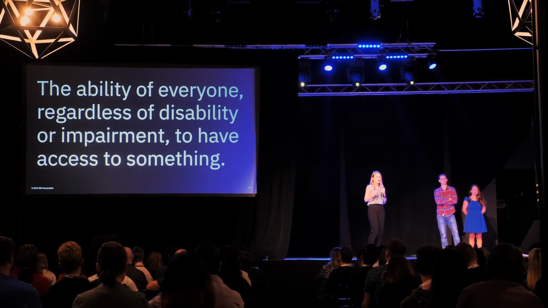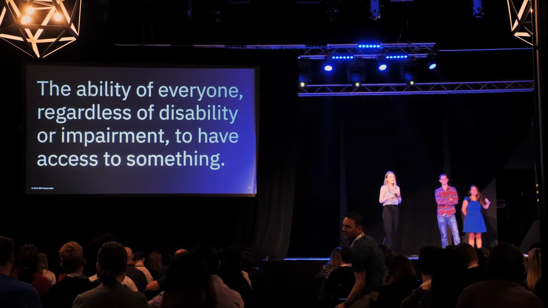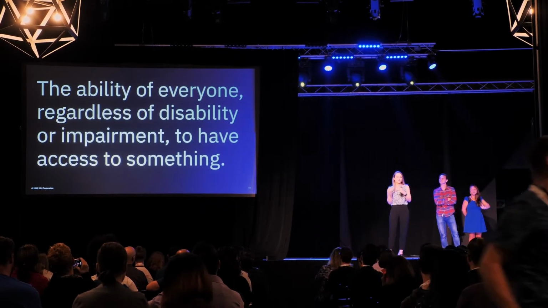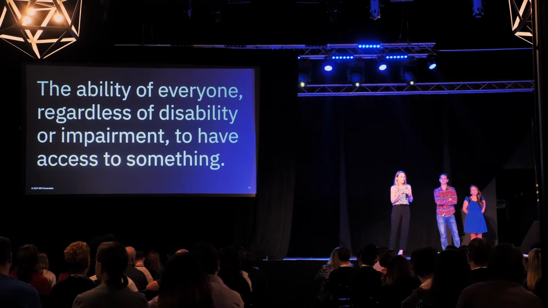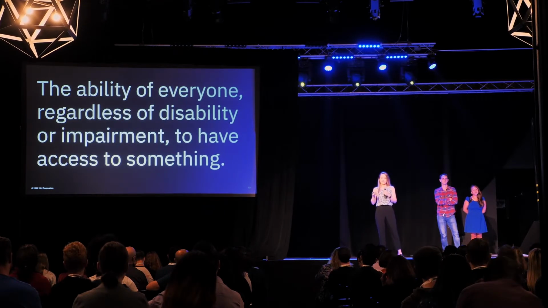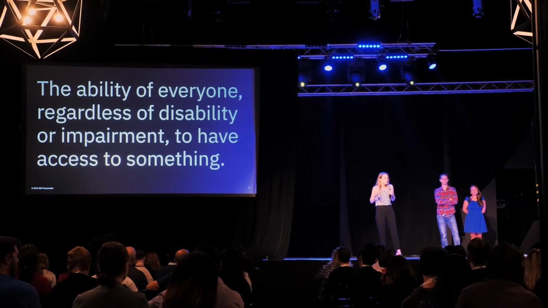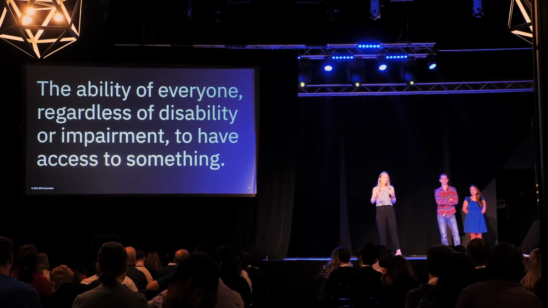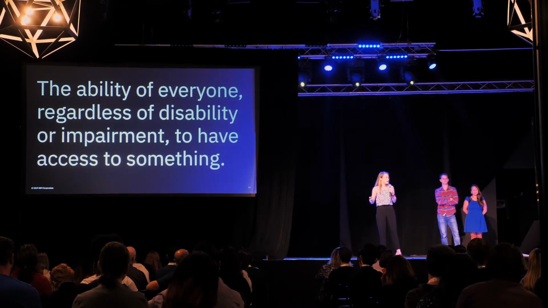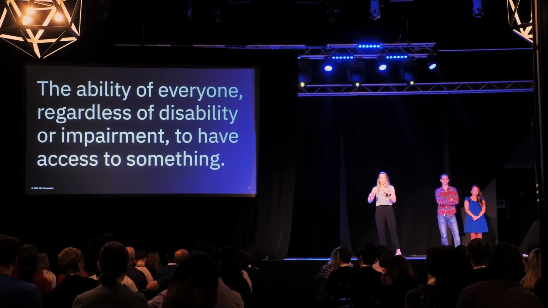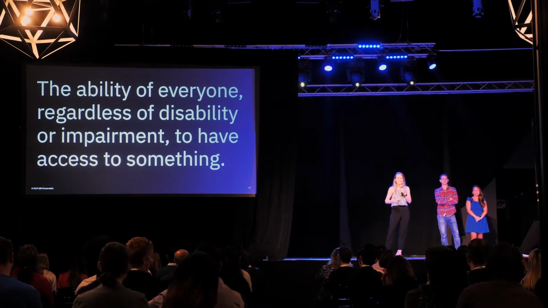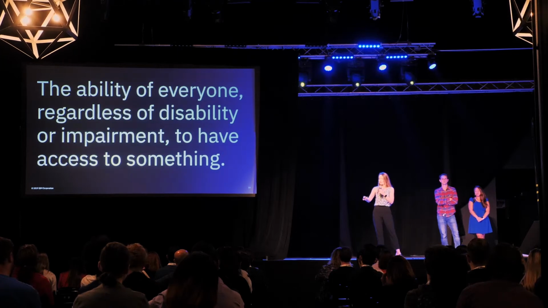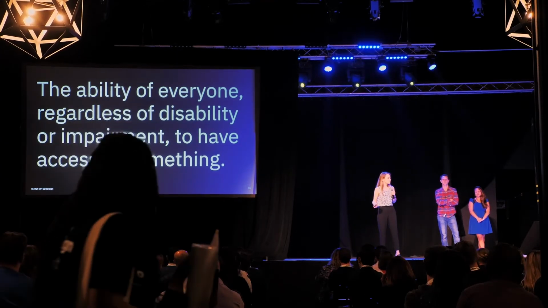It applies to everything from having wheelchair ramps to get into buildings if you have a physical disability, to having the right color contrast on your site for people who have color blindness or any sort of impairment like that. So accessibility, simply put, is the ability of everyone, regardless of disability or impairment, to have access to something. And access doesn't just mean it technically is possible. It means it's as simple as it is for people who might not live with a similar impairment or disability.